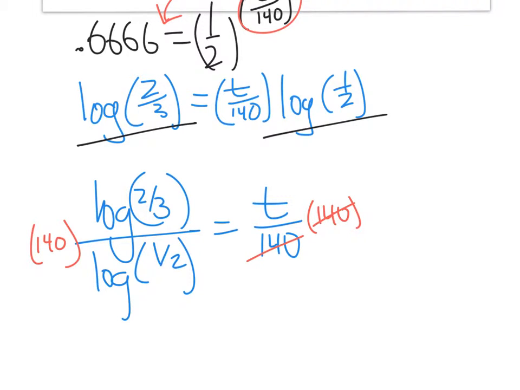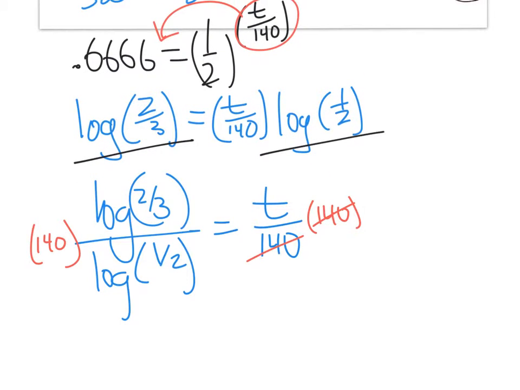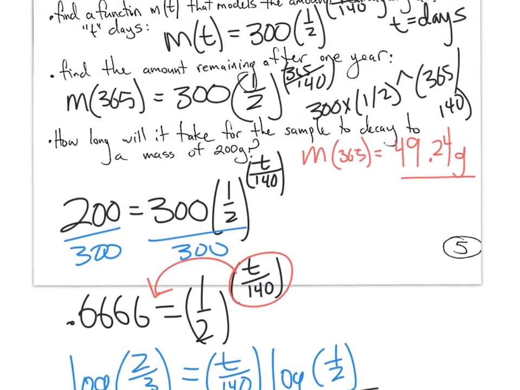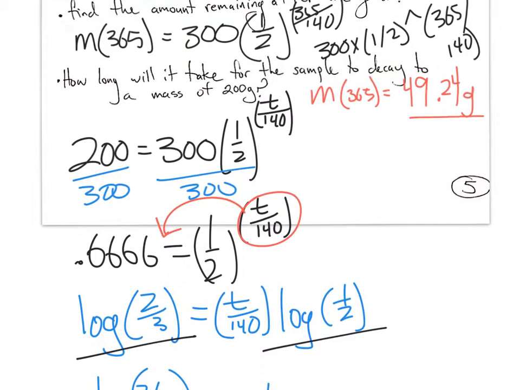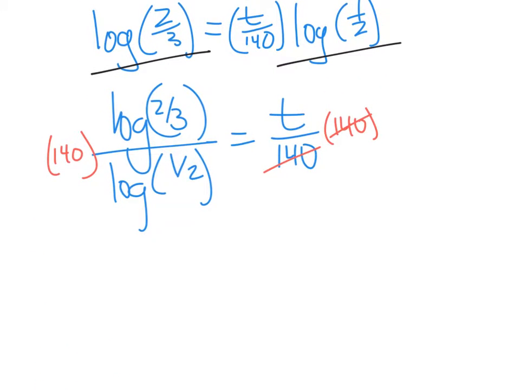So again, let's look at our question, because it's fun to anticipate what the answer is, but it's also great to develop some number sense and see, when you get an answer, if I get 1,000 years here, is that appropriate? No. How long will it take for the sample to decay to a mass of 200 grams? We have something that starts at 300 and has a half-life of 140 days, meaning after 140 days it's going to be at 150 grams. So we're wondering how long it takes to decay to 200 grams. So we're expecting something less than 140 days. All right, good. Now we can get an answer, and hopefully it makes some sense.